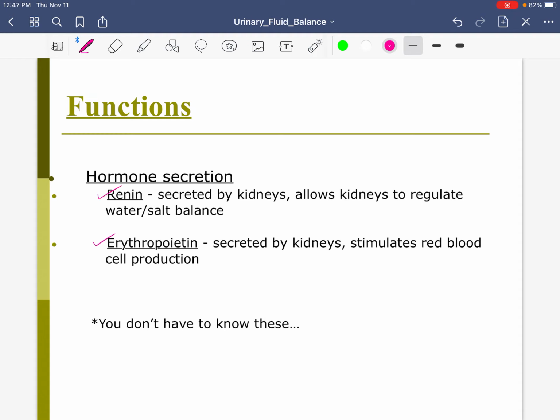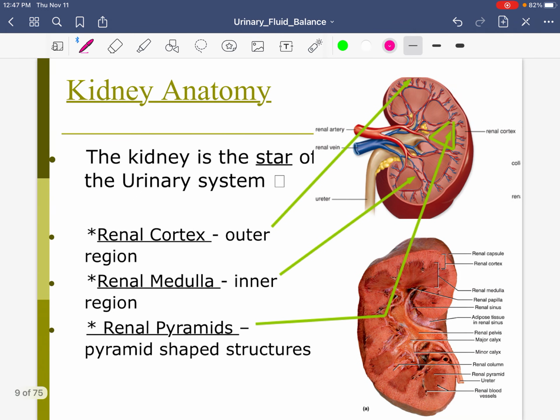I'm sorry. Take that back. I apologize. Erythropoietin is the hormone that does that. I don't know where my brain is right now. Erythropoietin is the hormone that stimulates red blood cell production in the bones. Renin is another hormone. Renin plays a role in blood volume and blood pressure regulation.